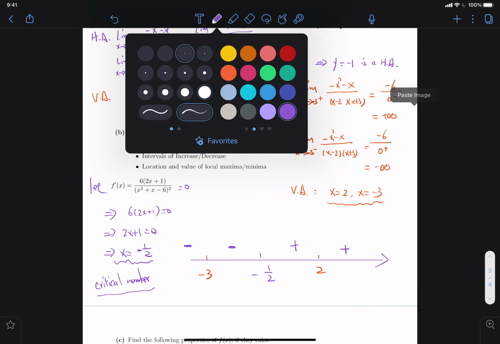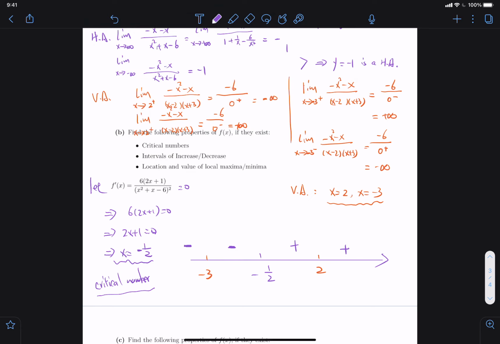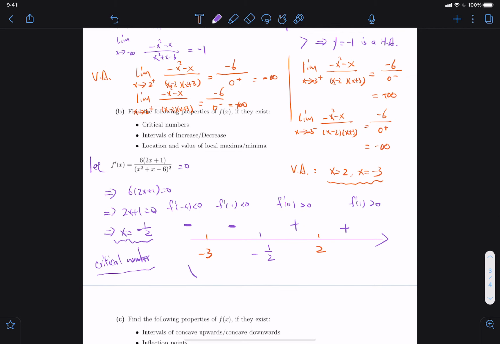You can also plug in a number to test it. For example, you plug in f prime of 0, right? See that this is greater than 0. Plug in f prime of 1, it is greater than 0. Plug in f prime of negative 1, less than 0. Right? f prime of, for example, negative 4 is also less than 0. So now we have decreasing, decreasing, and increasing, increasing.